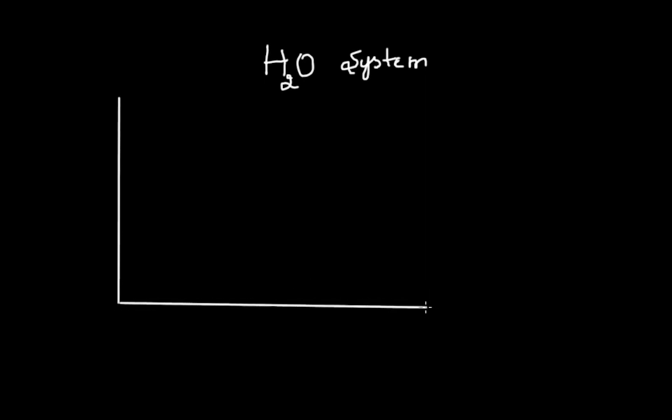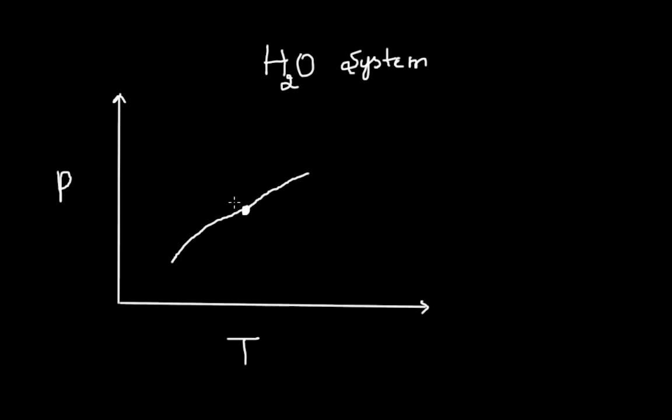So for the water system, the diagram is a little bit similar but a little distinct from the carbon dioxide system that we have already studied. The phase diagram happens to be something of this sort. Again there is pressure on the y-axis and temperature on the x-axis.